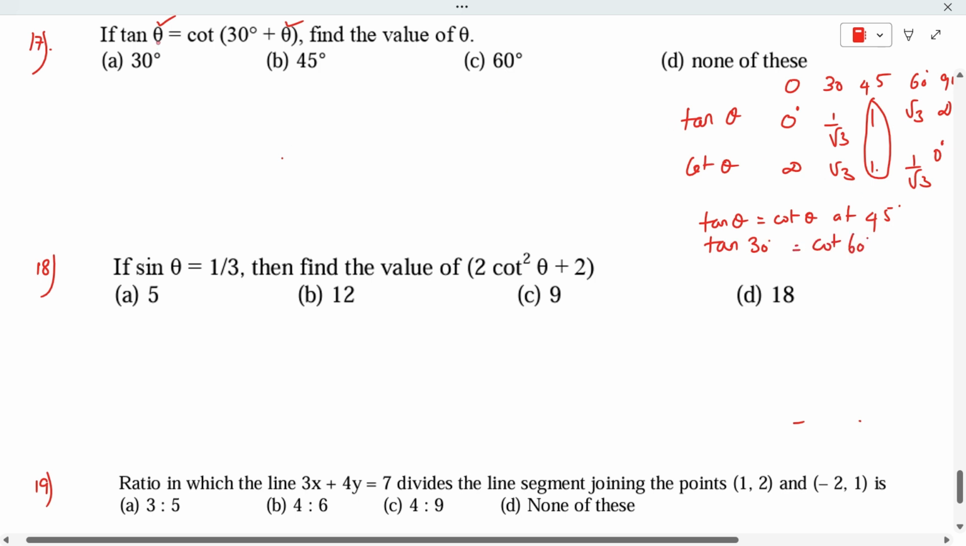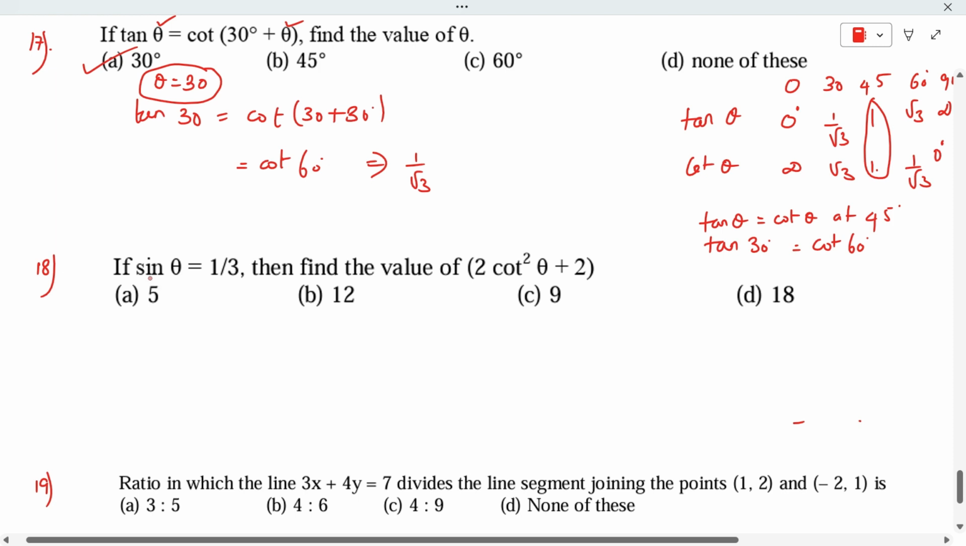If I substitute theta equal to 30 degrees, tan 30 is going to be cot of 30 plus 30, that is cot 60 degrees. Both values are the same, equal to 1 by root 3. But I don't want the value, I want the value of theta. It is option A, 30 degrees. Any other value you substitute here won't be the same.